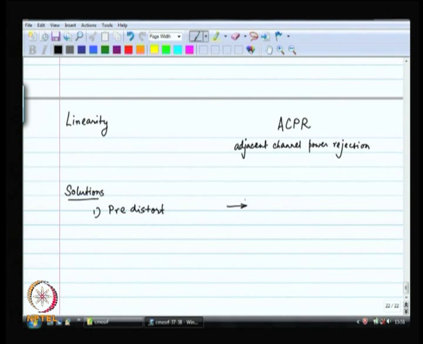So, I will put a block over here that is also nonlinear. Then I am going to send it to my PA, and I am going to say that between these 2 points I have got perfect linearity. Now, such a system is very hard to build. So is a system called post distortion.